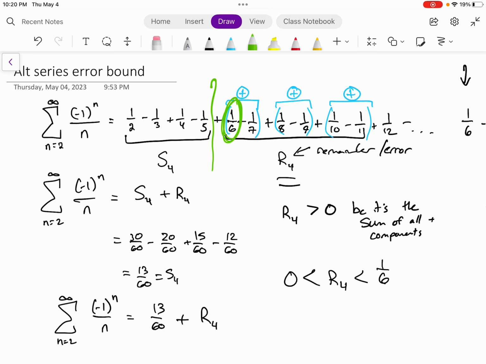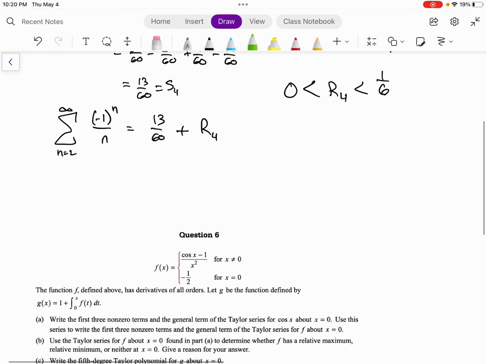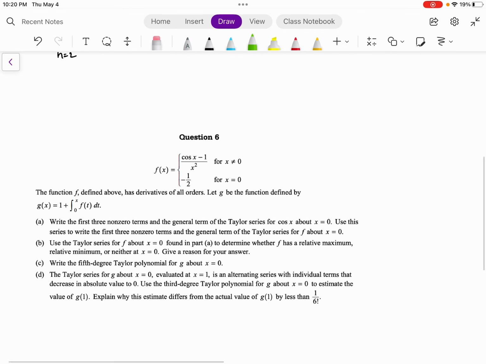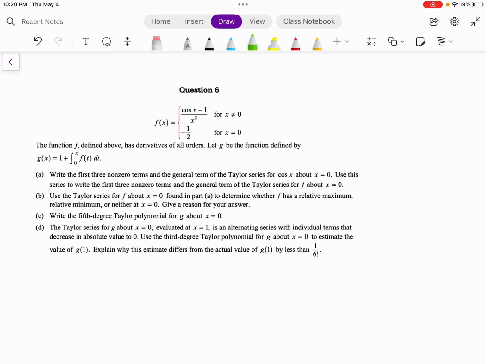So let's now look at a past AP problem, okay? Let's look at a past AP problem. This came from 2010, I think, okay? And where this is going to rear its head, it's only going to be a couple points. It's going to talk to us something like this in part D, but this will be a good exercise for us to review.